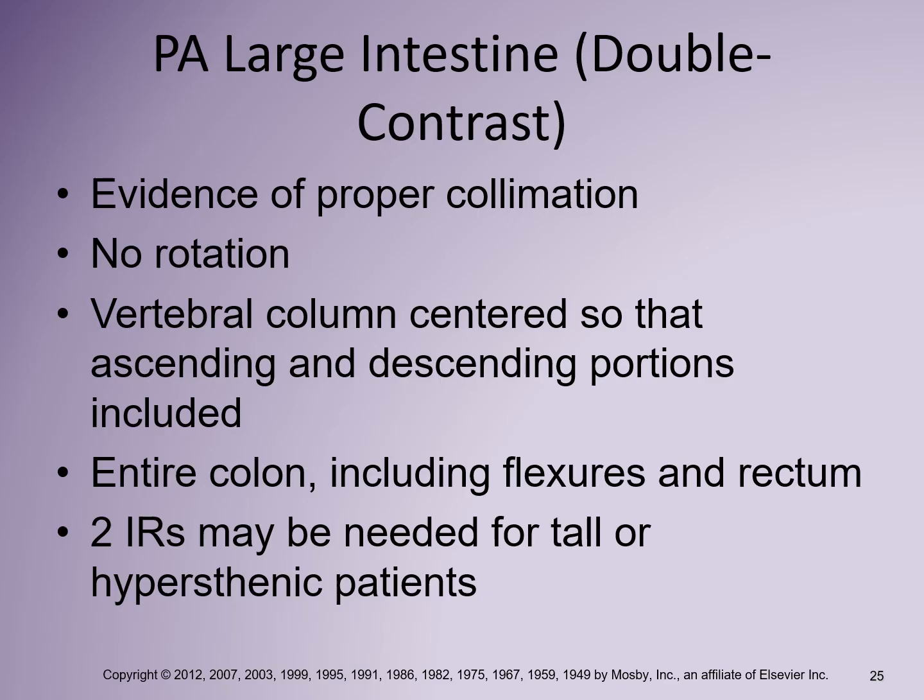So we want evidence of proper collimation. That is, we don't want to clip any of the colon. If you clip any part of the colon, you need to repeat and get the part that you missed. No obliquity. The patient should be square, totally prone. Okay. Vertebral column centered. Ascending and descending portions are included, so no clipping. That's typically what you're going to clip is the lateral portions of the colon. We want all the flexures and the rectum. Okay. And again, uppers and lowers crosswise if your patient is larger than average.